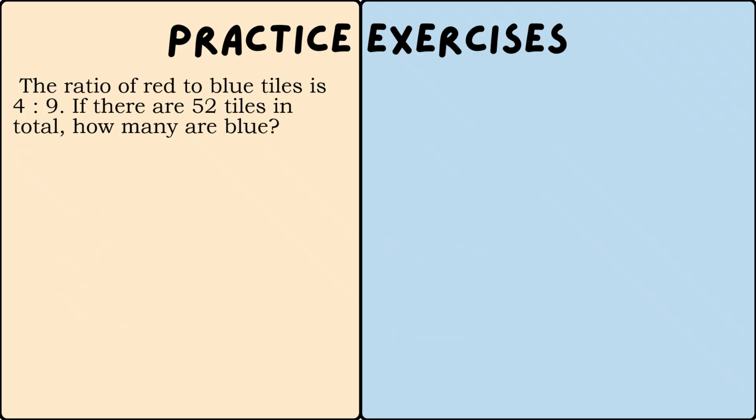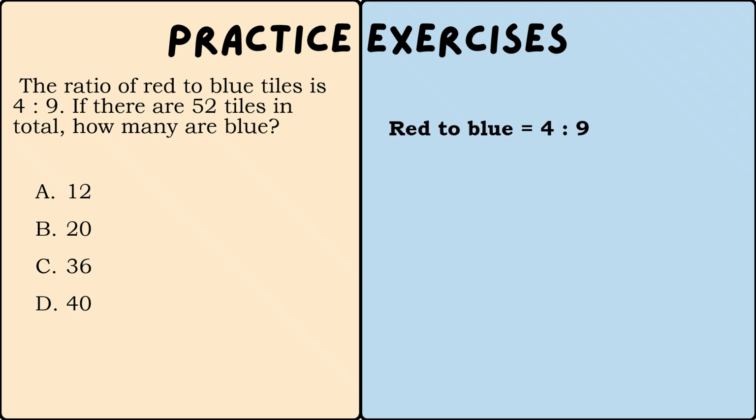The ratio of red to blue tiles is 4 is to 9. If there are 52 tiles in total, how many are blue? A, 12; B, 20; C, 36; or D, 40? What do you think the answer?